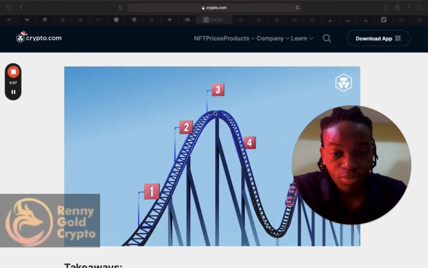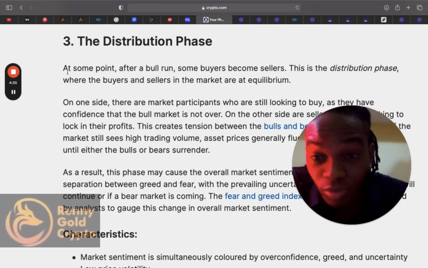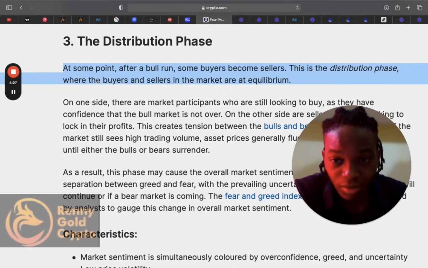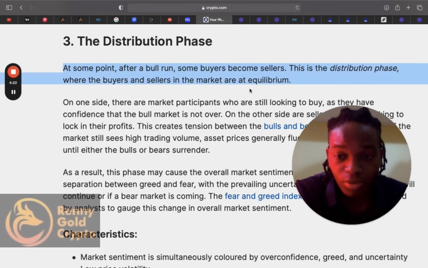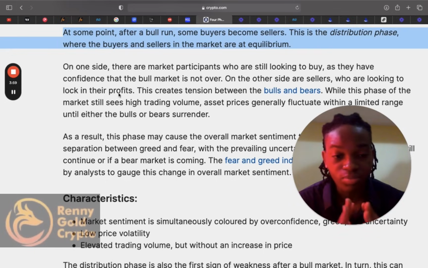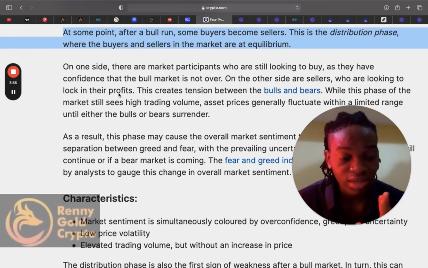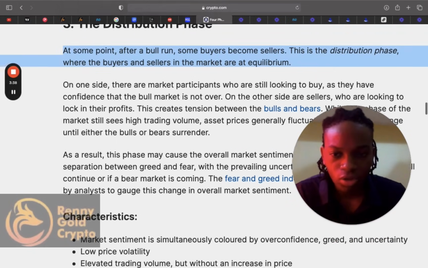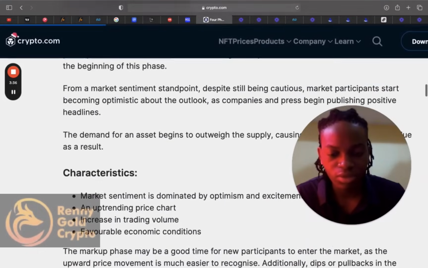The next phase is going to be the distribution phase. At some point after a bull run, some buyers become sellers. This is the distribution phase, where the buyers and sellers in the market are at equilibrium. This explains how some traders out there always lose their money trading during this distribution phase. If you're able to see the picture, hold on guys, let me just go back right there. I want to make sure that everybody's following.